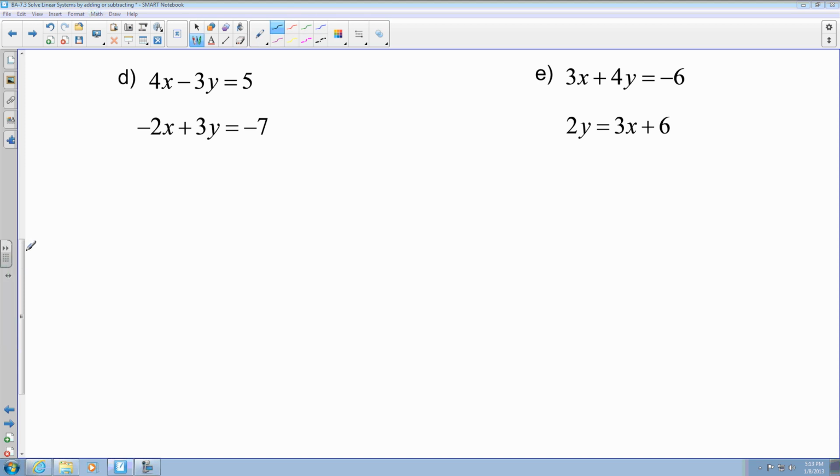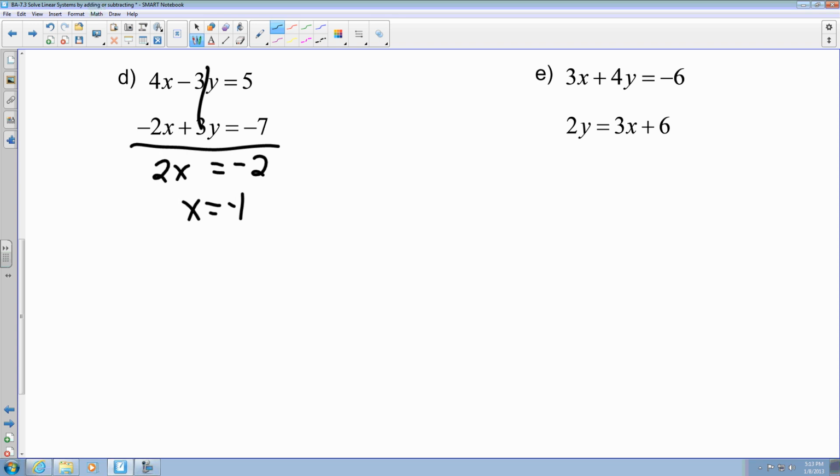Let's tackle some more examples. D looks like it's in standard form. We're good. We got 3y, we got negative 3y. Those are opposites, so we're just going to add them. We don't have to change the signs at the bottom. So we got 4x plus a negative 2x. That gives me positive 2x. These cancel. This equals 5 plus negative 7. So that gives me negative 2. So my x here is negative 1.